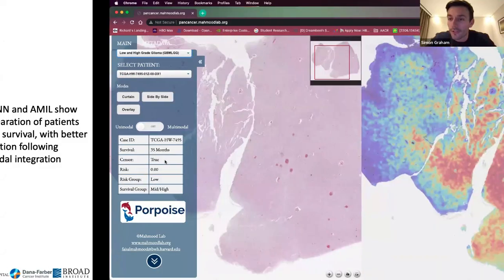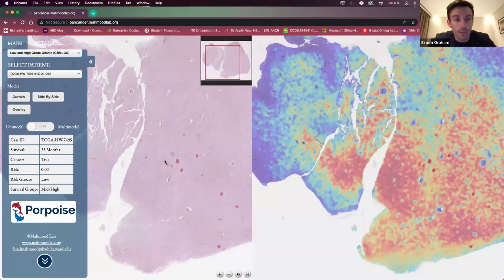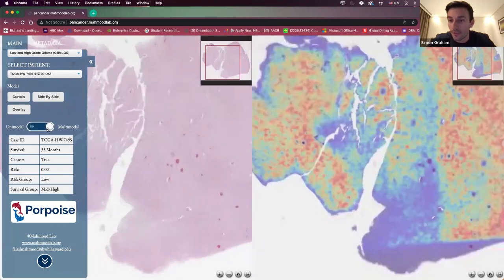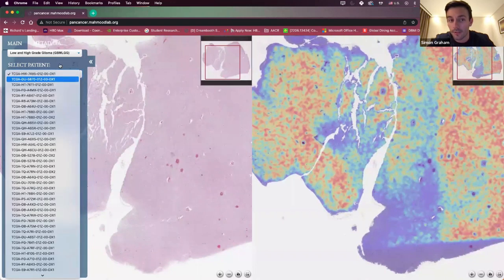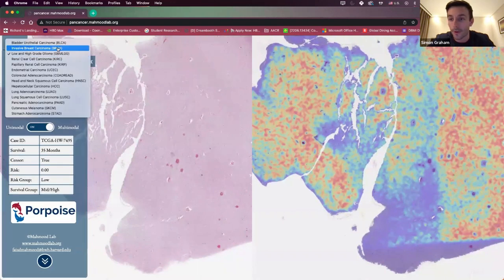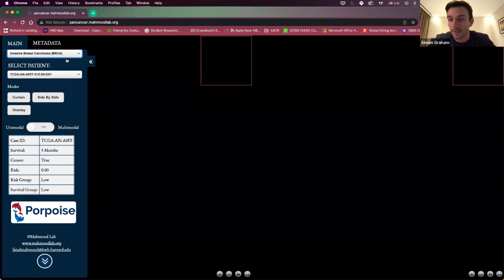That's super interesting. When you toggle on the multimodal, I don't know whether you've had a chance to discuss with pathologists whether the attention then makes more sense? Is there a way of explaining why that shift is happening?